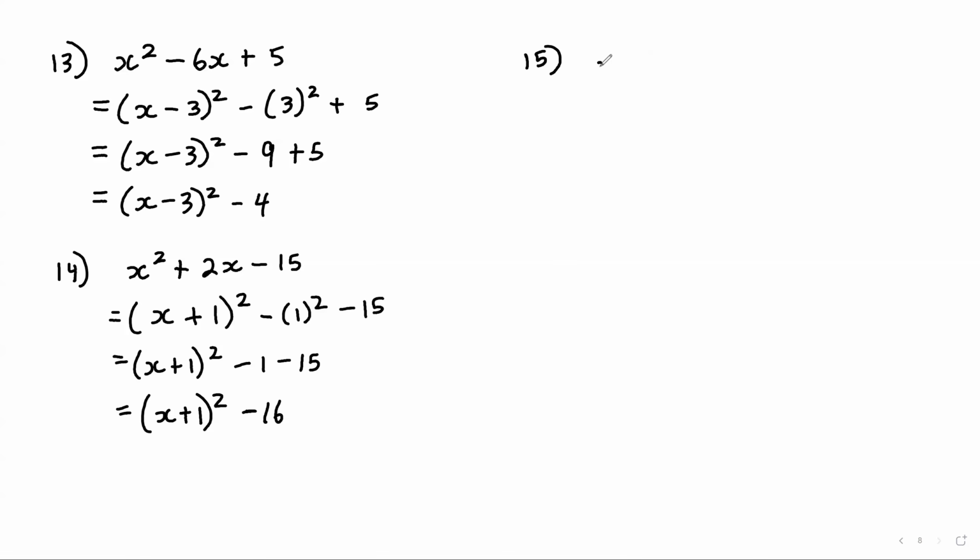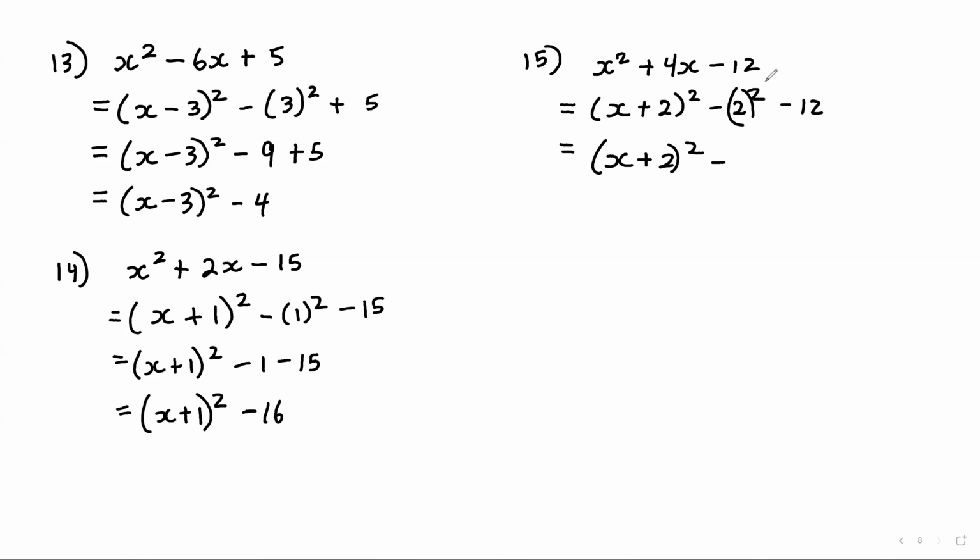Number 15 was x squared plus 4x take away 12. All right, so this would be x plus half of 4, which is 2, all to be squared, minus 2 squared, and bring down the minus 12. Put this in brackets, right, just to be safe. So then this would be x plus 2 squared minus 2 squared, which is 4, take away 12.